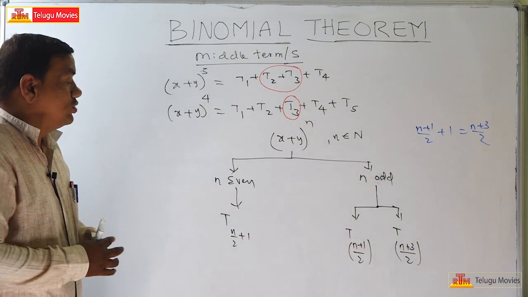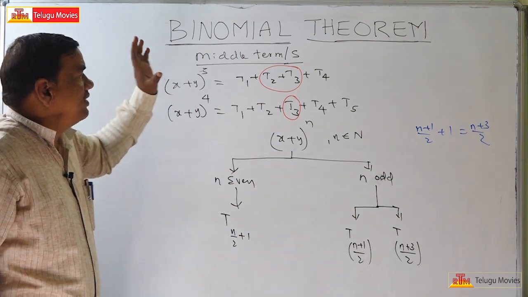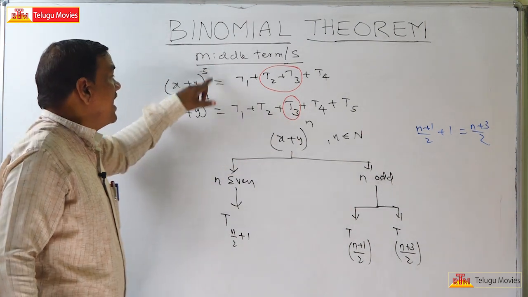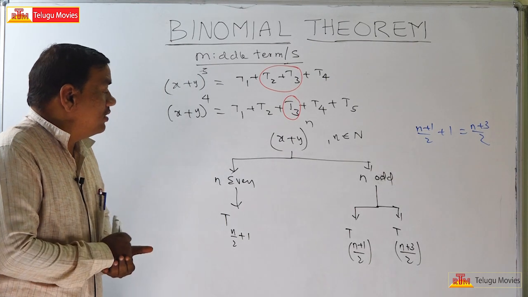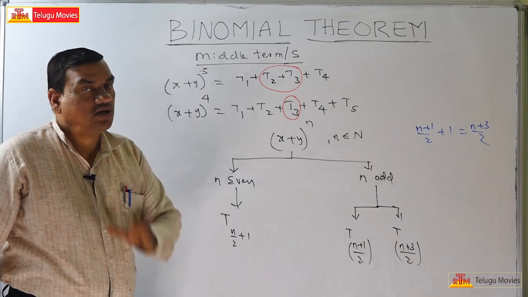Understand this? So this is the concept behind the middle term or terms. Depending upon the n value, you will get the number of middle terms. Okay, that's all. I hope you understand this concept.